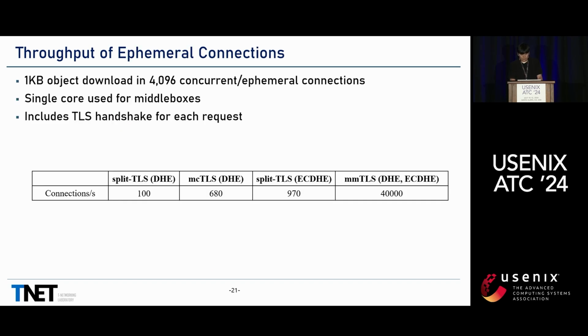Then we evaluate the throughput of ephemeral connections, which requires a TLS handshake for each request. mmTLS shows more than 41.2 times higher throughput than the split TLS, and 58.8 times higher throughput than the existing work. This significant improvement is mainly because mmTLS does not participate in the TLS handshake, while the split TLS should do the TLS handshake twice. In general, an ephemeral connection spends about 90% of CPU cycles on the TLS handshake, so the result is reasonable.